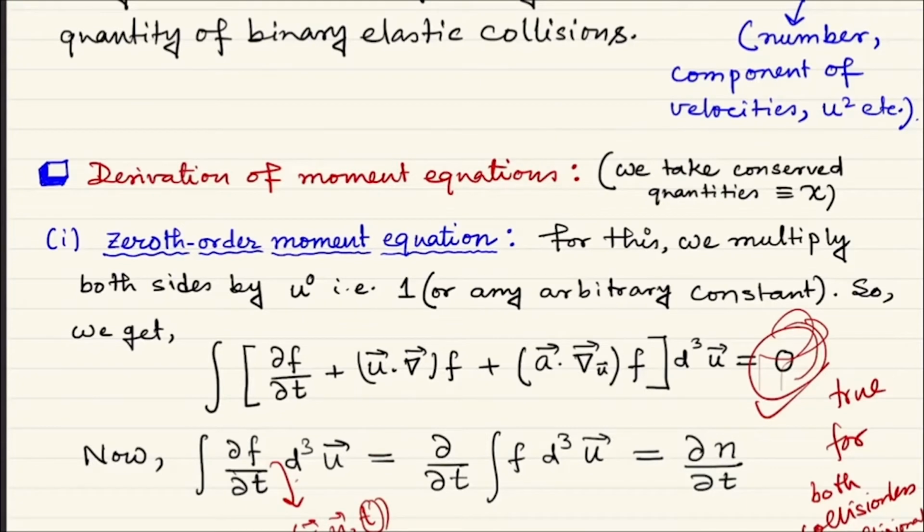And del t can come outside. You can simply have del t of the integration of f d cube u, and what is the integration of f d cube u? That is nothing but the number density, so that is nothing but del t of n.